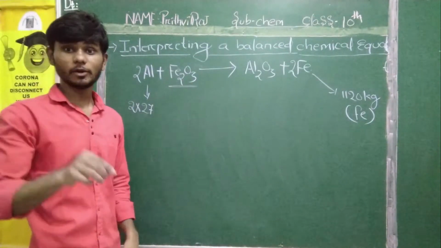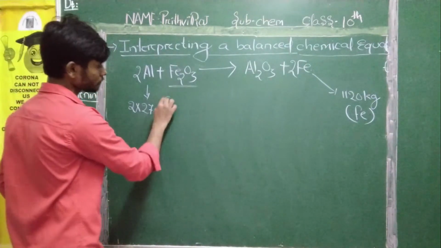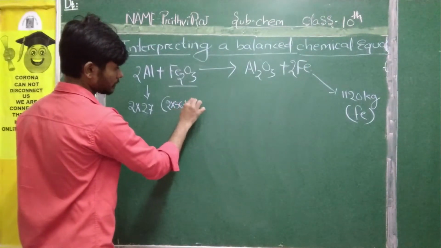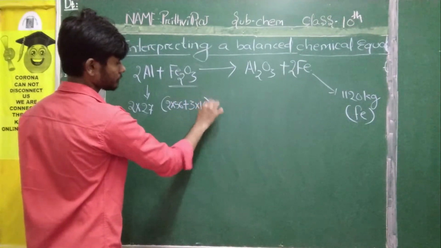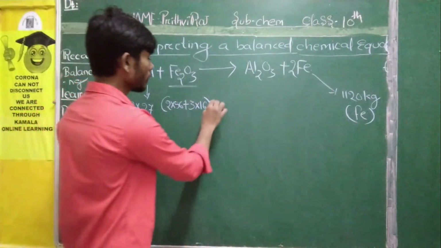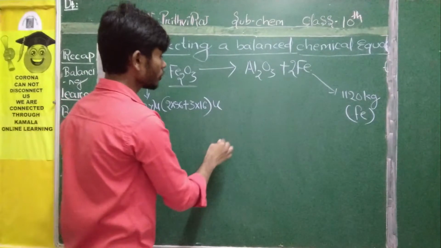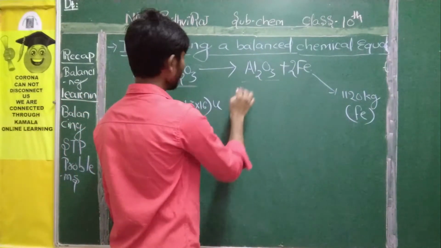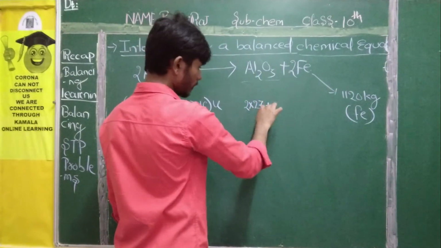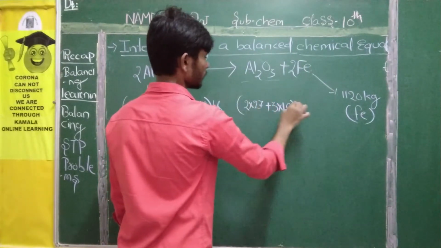Here Fe2O3: 2 iron plus 3 oxygens are combined making Fe2O3. So what will be their combined mass? 2 into 56 plus 3 into 16, in U. U means unified mass. Then Al2O3. What is Al2O3? Al2 means 27, so 2 into 27 plus O3, 3 into 16 U.